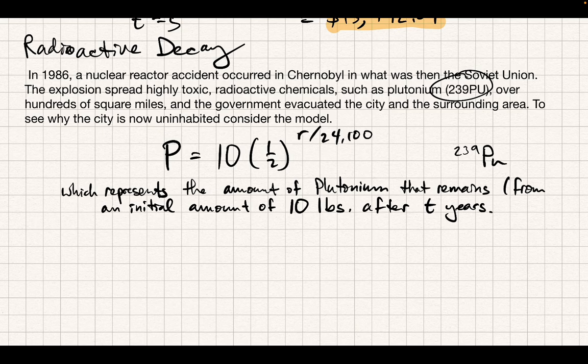Initial? Is that an M? Without an N. This is the half-life formula. This represents the amount of plutonium that remains from an initial amount of 10 pounds after T years. Oh, that's an R. That's a T. And is it 24,100? Yes. Yeah, that comma might have messed you up. It's 24,100.